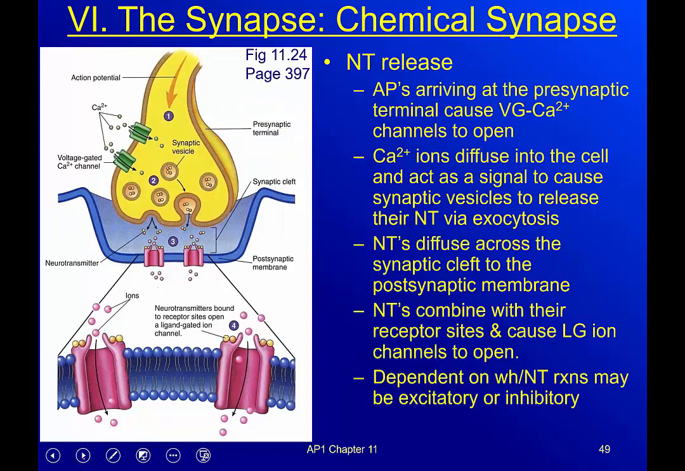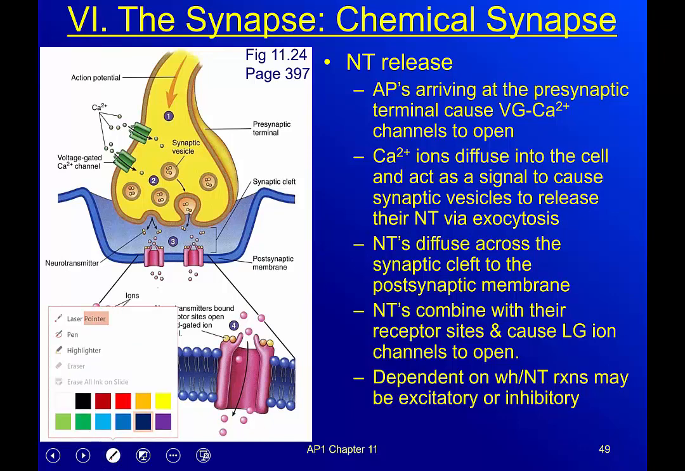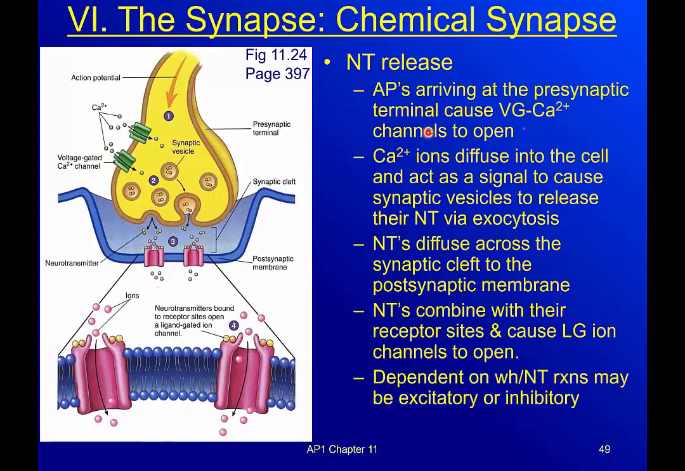Now, neurotransmitter release. The action potential arriving at the presynaptic terminal causes the voltage-gated calcium channels to open. This is the same as what we saw when we were looking at the muscle cell. This process has not changed.